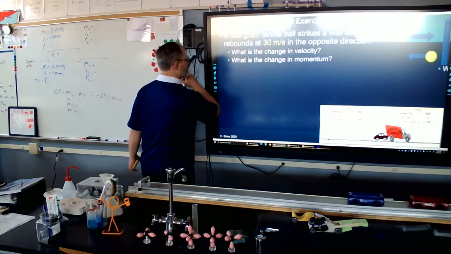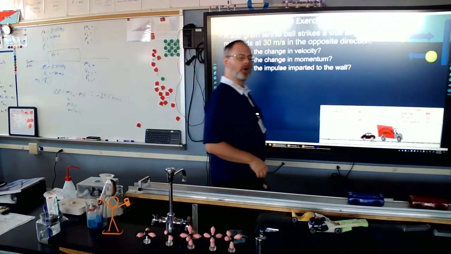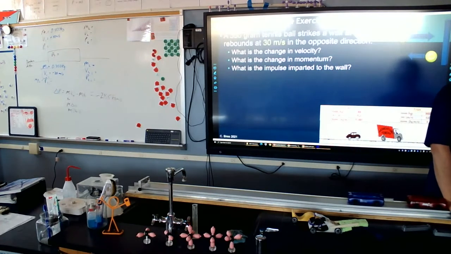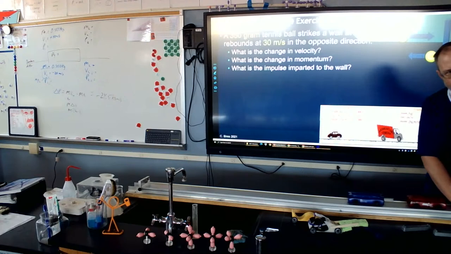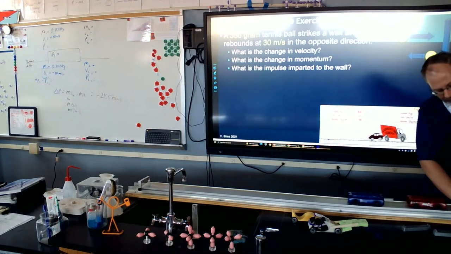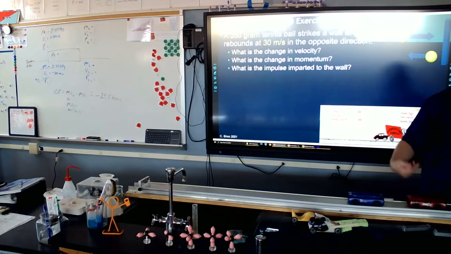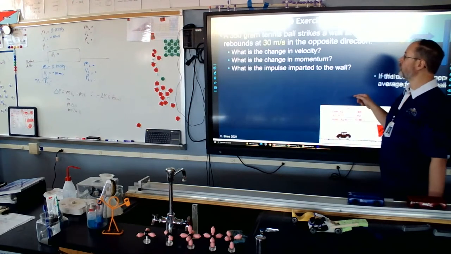Final question. What's the impulse imparted to the wall? The impulse is whatever momentum got changed. So if it went in at this value and came out at that value, the change in momentum is the impulse. Antonio just said the change in momentum was negative 24.5 kilogram meters per second. So what's the impulse? Negative 24.5 kilogram meters per second, or newton-seconds.